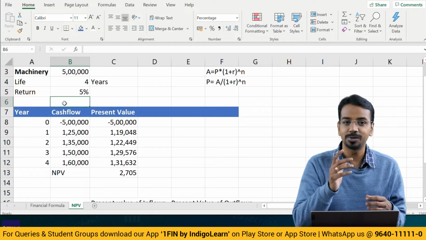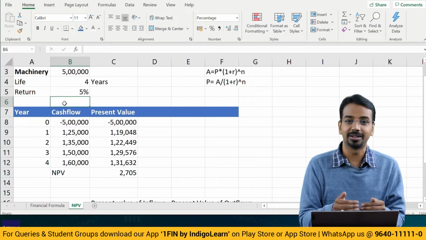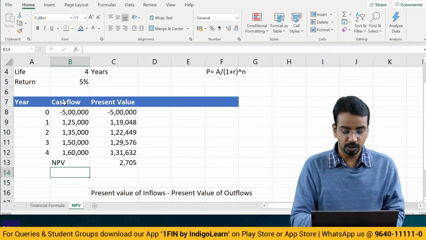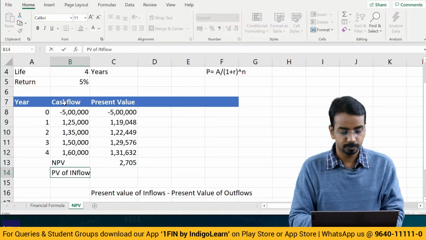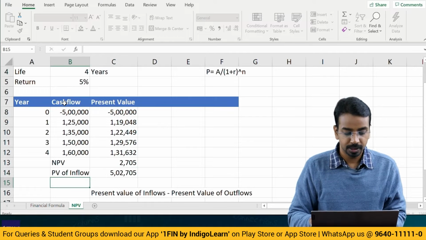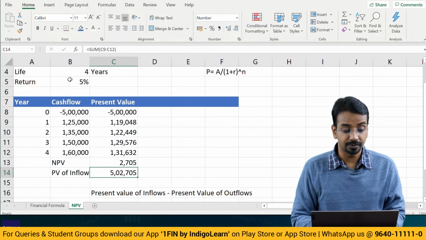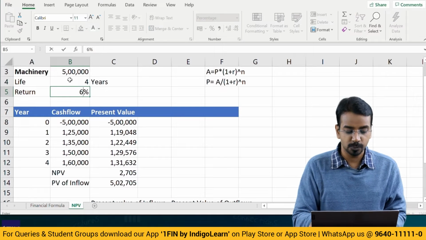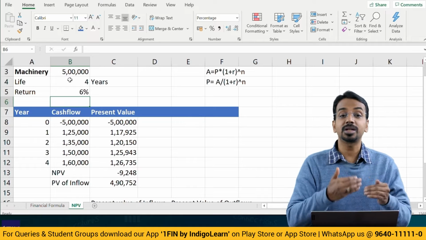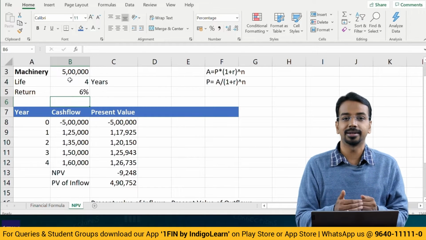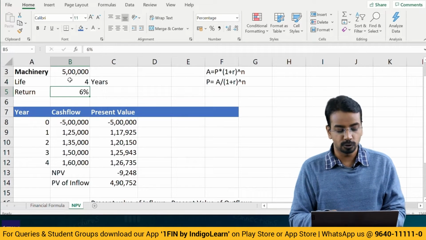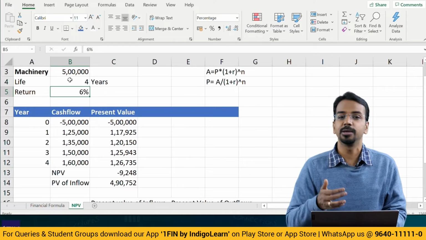Now one thing that you would have observed here is, as I was reducing the interest rate, the present value of cash inflows were increasing. If you observe here, present value of inflows, that is the sum of these 4, it is right now 5,02,705. If I increase this return to 6%, it has come down to 4,90,000. So as you increase the interest rate, the present value will decrease. As you reduce the interest rate, the present value will increase. So this is how the present value keeps on fluctuating.